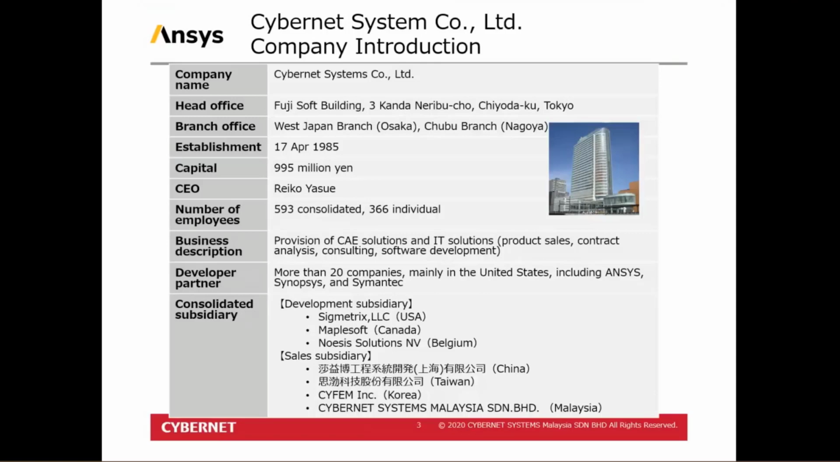So first, let's start with a little introduction to Cybernet Systems. Established in 1985, Cybernet Systems have been providing CAE solution and IT solution through product sales, contract analysis, consulting, and software development for over 30 years now. We have developed a partnership with more than 20 companies, mainly in the United States, including ANSYS, Synopsys, and Symantec. Now, the sales subsidiary of Cybernet Systems consists of Cybernet China, Cybernet Taiwan, Cyfan, which is based in Korea, and of course, Cybernet Systems Malaysia.